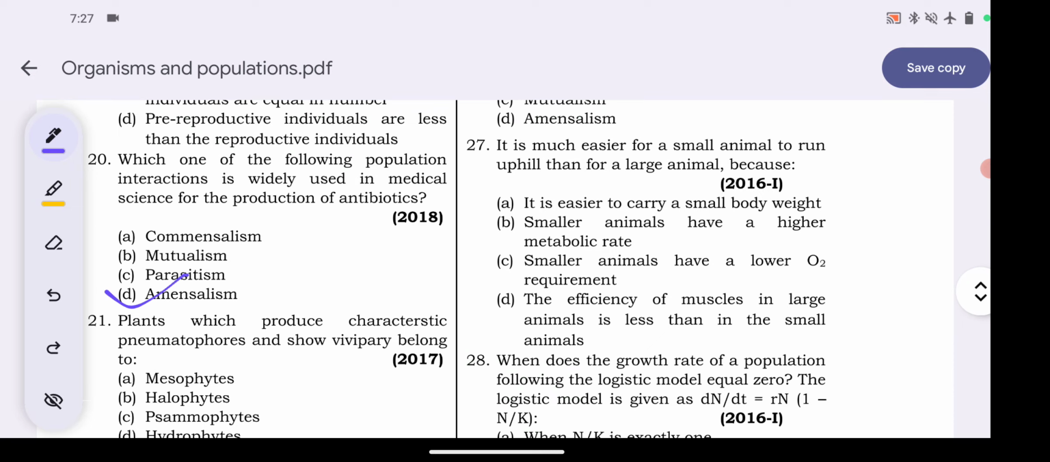Why is amensalism used? Amensalism means one species will be harmed or destroyed, but the other species has no effect. So amensalism is a sort of connection in which one party gets damaged while the other is untouched. Antibiotics are damaging the germs, yet they have no effect on humans. So amensalism means negative and zero. So option D is your answer.